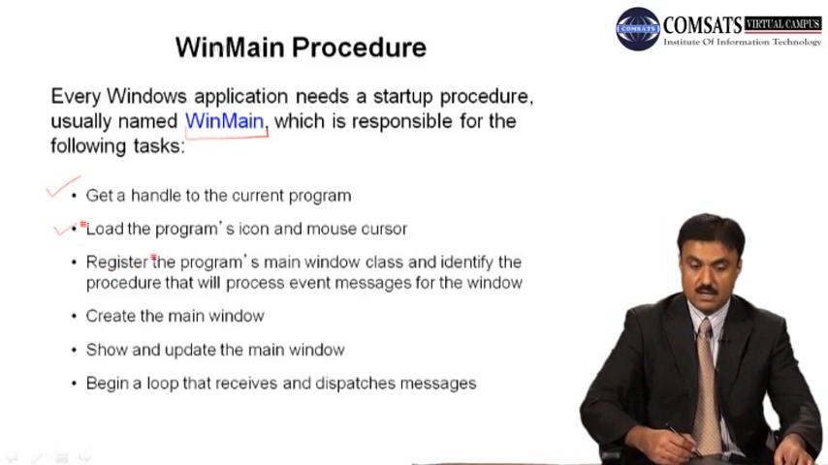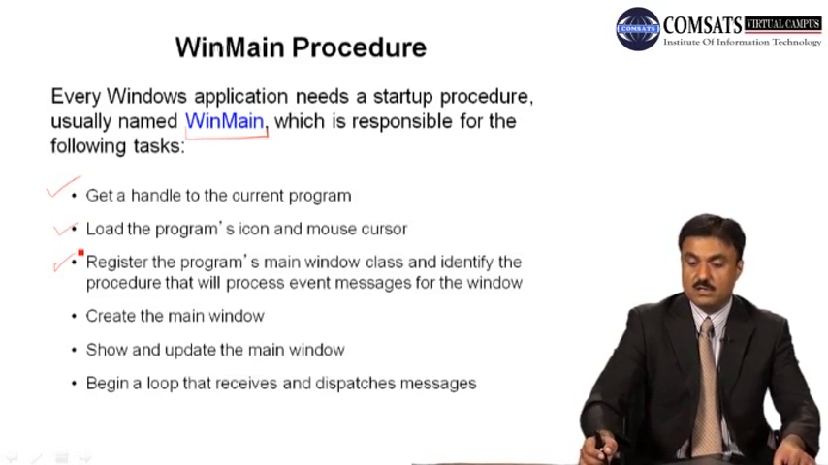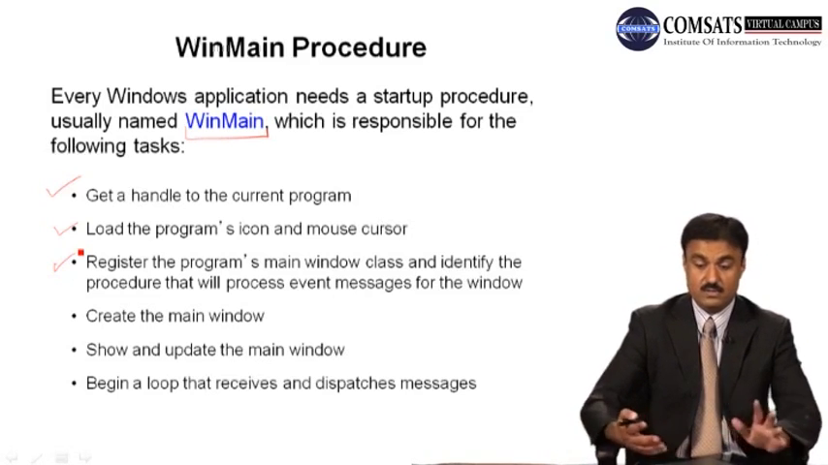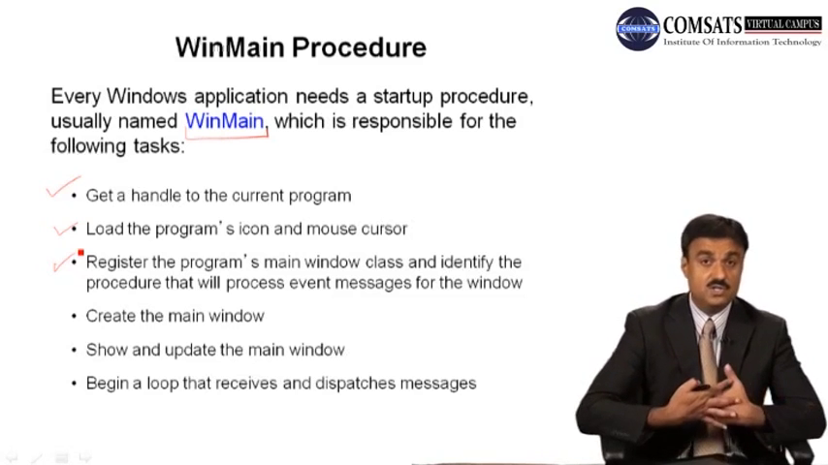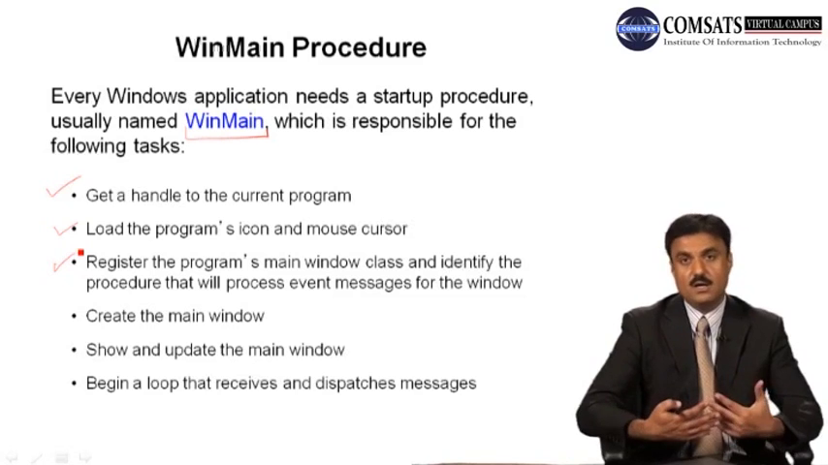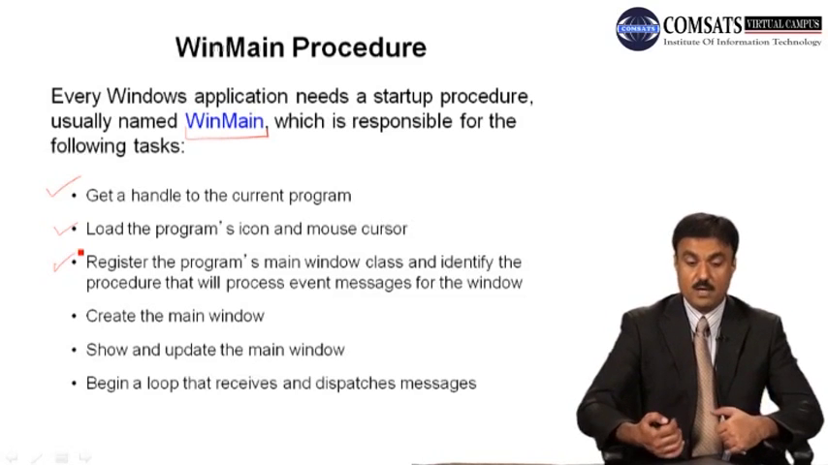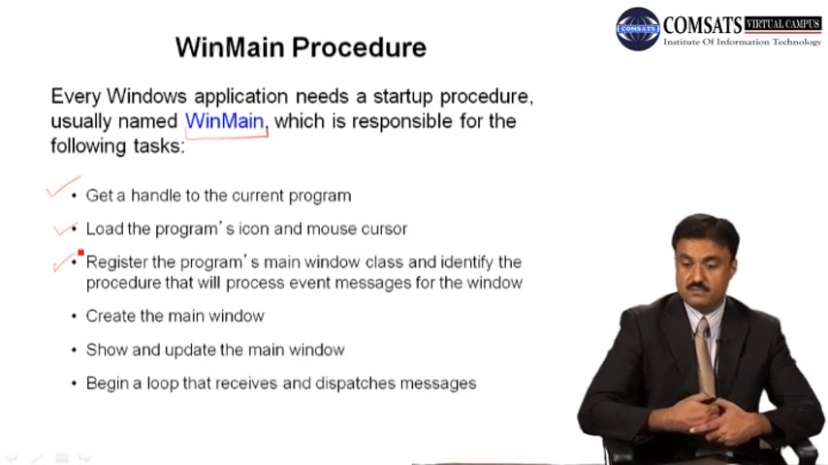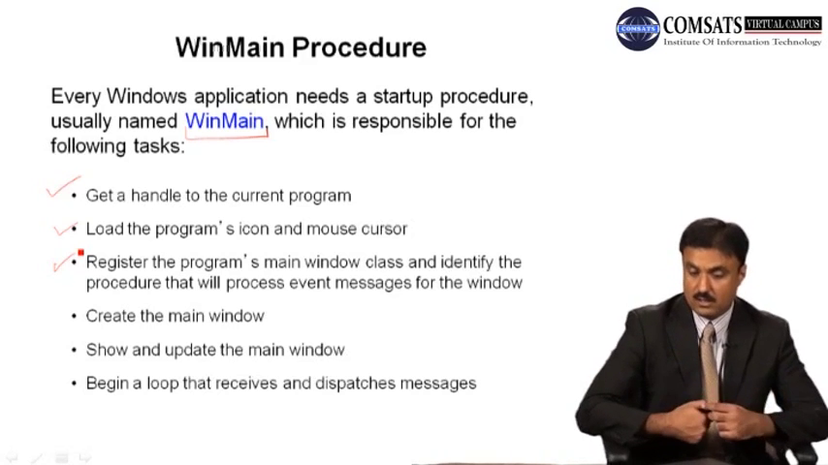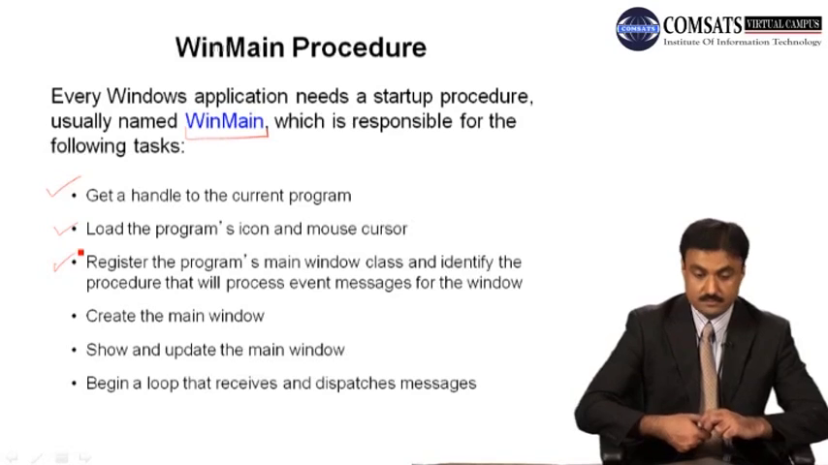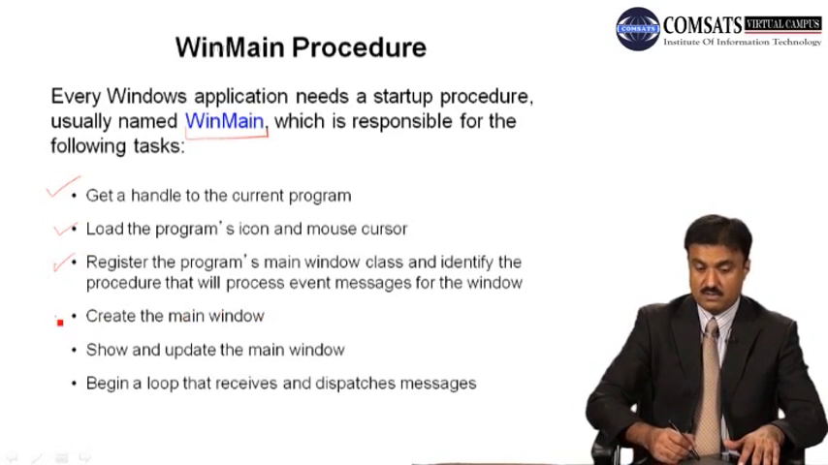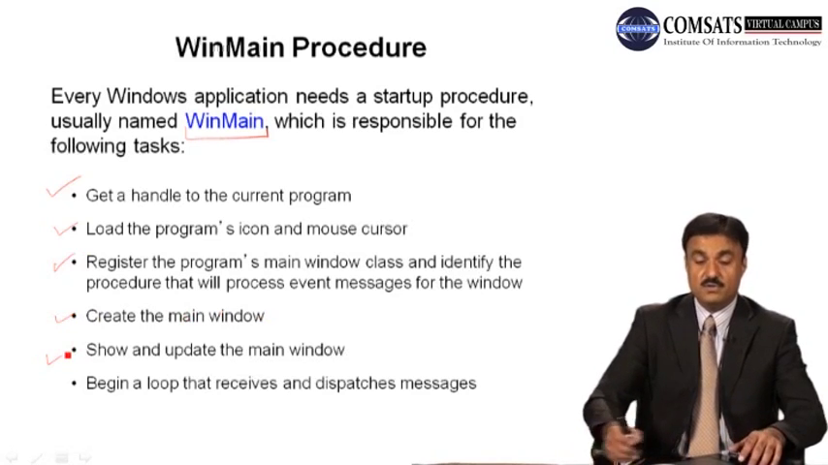This is also important. Then register the program's main window class and identify the procedure that will process event messages for the window. So whatever messages are being sent through the system, from the system towards our program or application, we have to register the program's main window class and identify the procedure that processes event messages. Now we have to create a main window. So then we will create the main window and then show and update the main window and so on.